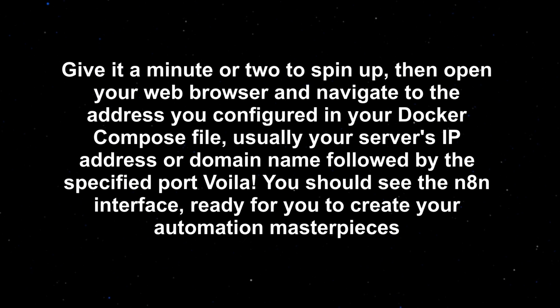Give it a minute or two to spin up, then open your web browser and navigate to the address you configured in your Docker Compose file, usually your server's IP address or domain name followed by the specified port. Voila! You should see the N8n interface, ready for you to create your automation masterpieces.